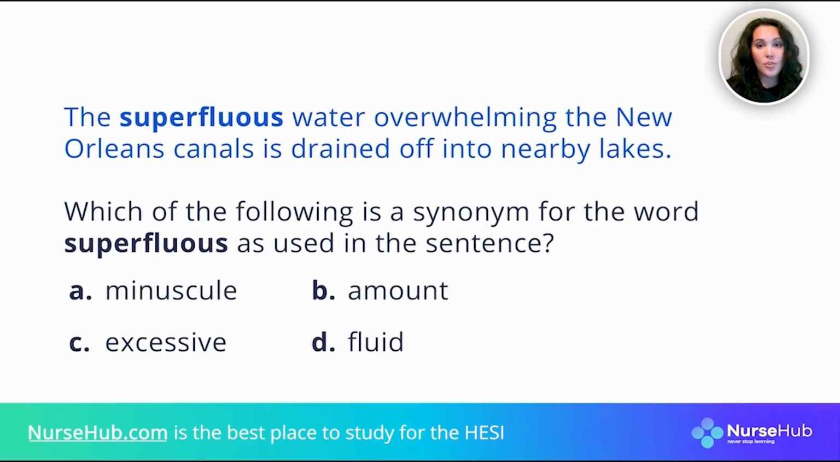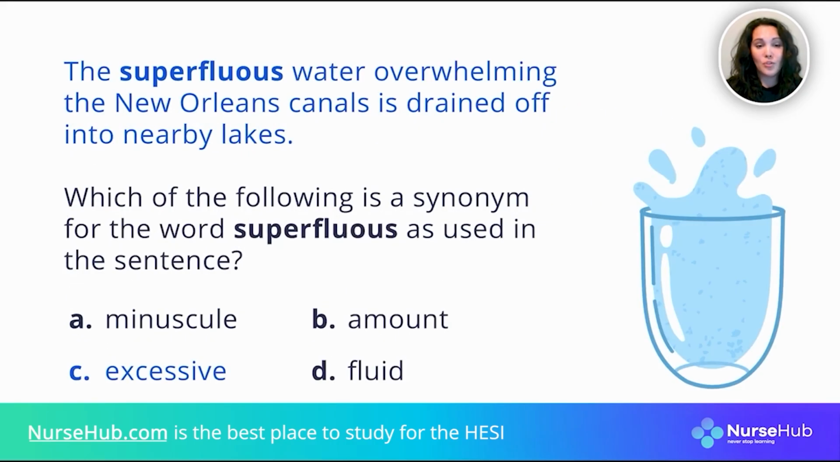Okay, so now on your screen, what you see is the question with the multiple choice options. So now that you potentially have your synonym in mind, I want you to think if it matches up with any of these answer choices. So do we think it means minuscule, amount, excessive, or fluid? All right, if you chose C, excessive, you got this answer correct. So this water is overwhelming the New Orleans canals and has to be drained off. So there's too much of it and needs to go. It's excessive.